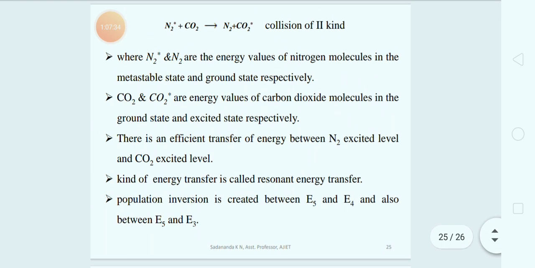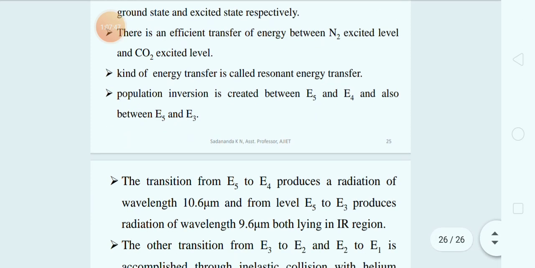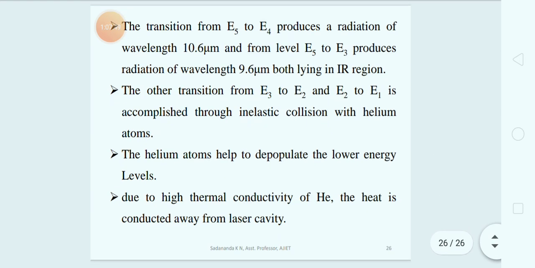Now population inversion is created between the energy levels E5 and E4, and also between E5 and E3. The transition from E5 to E4 produces radiation of wavelength 10.6 micrometer, and from the level E5 to E3 produces radiation of wavelength 9.6 micrometer, both lying in the far infrared region.